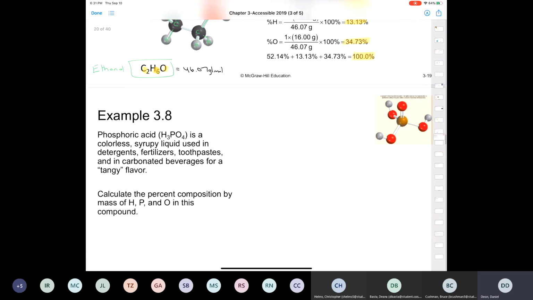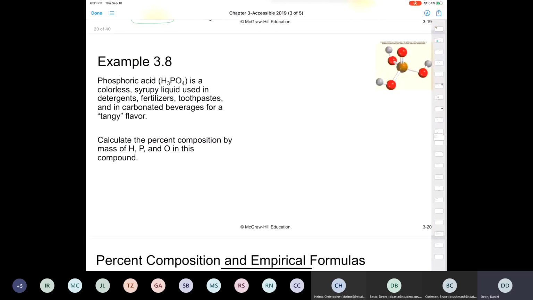Now, if you're like, I need some more wrapping, Mr. Dion, I need some more wrapping my head around it. Well, let's take a look at an example here. It says, let's say you have phosphoric acid. They give us the molecular formula for phosphoric acid. Here's the structure over here.